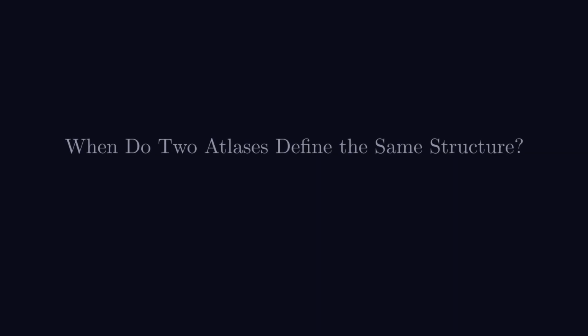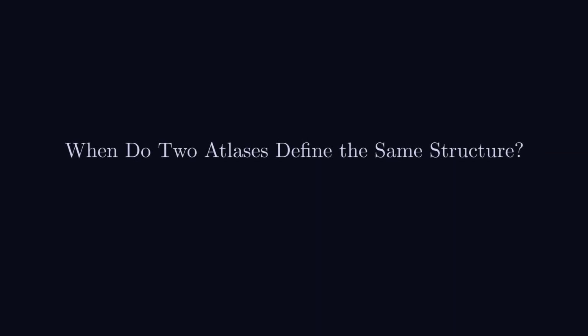Part 2. When do two atlases define the same differentiable structure? We have two atlases on R, the standard one and the one defined by phi of S equals S cubed. This part computes the transition maps between them, determines whether those maps are C-infinity, and introduces the formal definitions of atlas equivalence and differentiable structure.